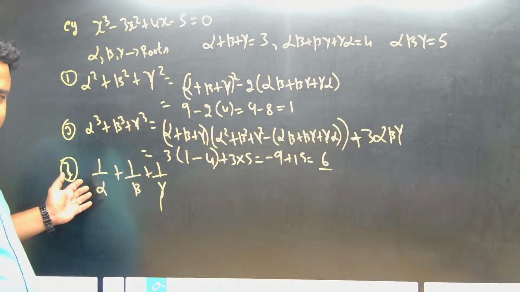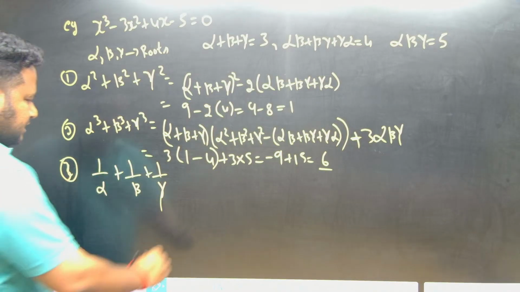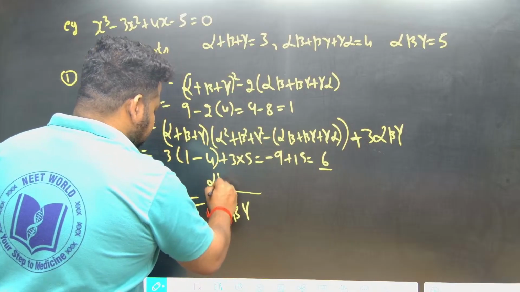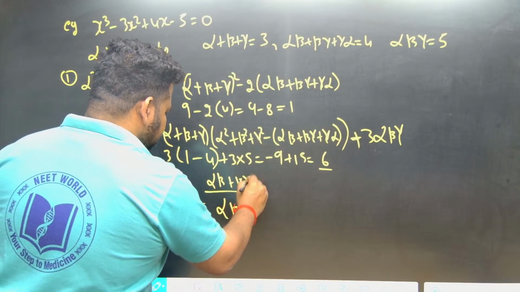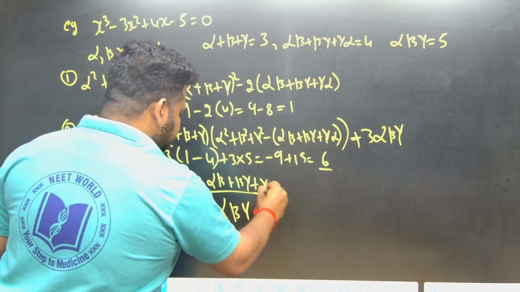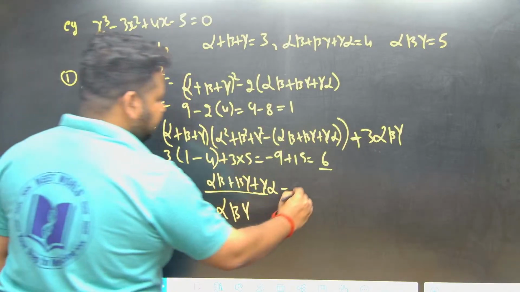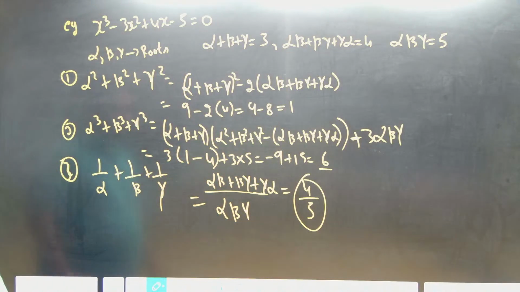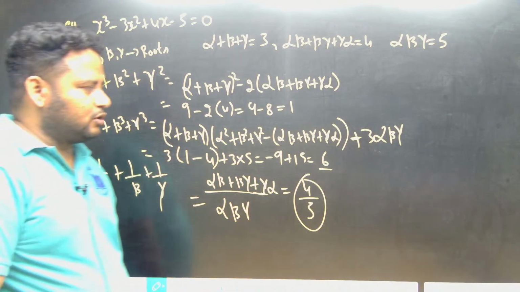So this one, 1 by alpha plus 1 by beta plus 1 by gamma. The LCM will be alpha beta gamma, so in the numerator you will get alpha beta, beta gamma, gamma alpha. Just substitute the values. This value is 4 and this value is 5, so we get the answer as 4 by 5. Clear? This is how we have to do it when it comes to quadratic equations.